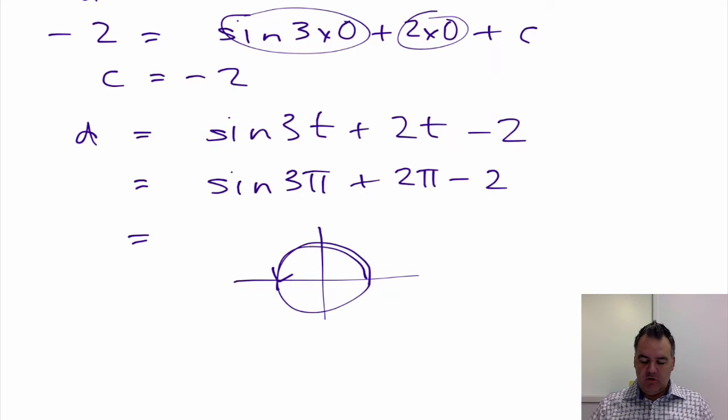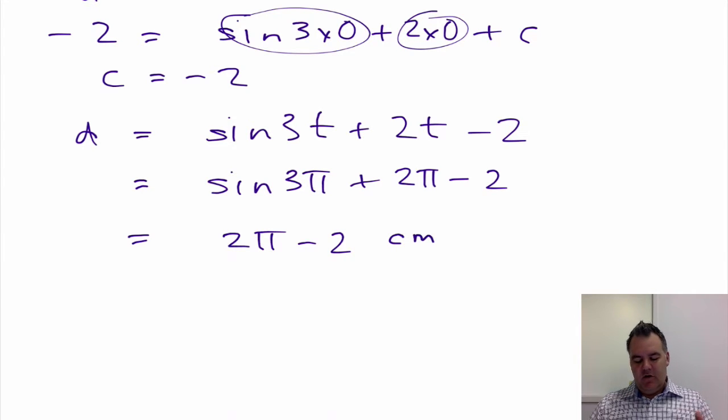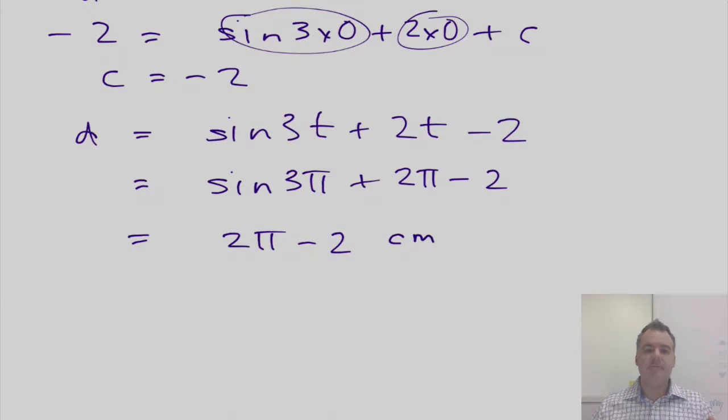So on your unit circle, remember, the sine values are the ones on the y-axis. So sine of 3 pi is equal to 0. So the particle is at 2 pi minus 2 centimetres from the origin. So 2 pi is about 6.28 minus 2. So it's about 4.28 centimetres to the right in this case.